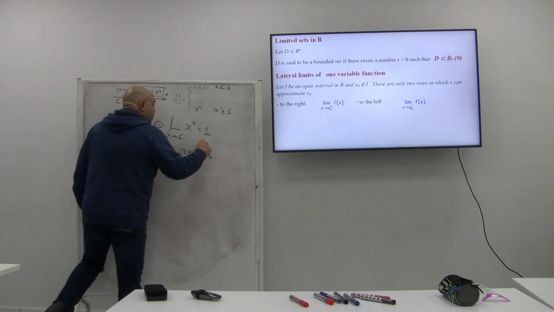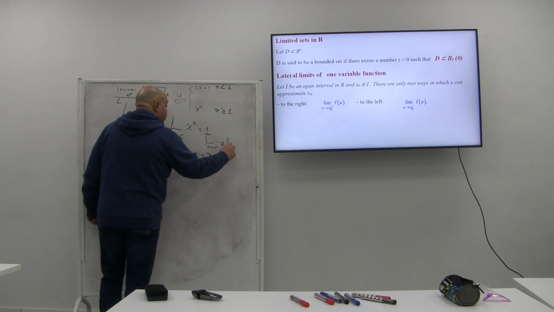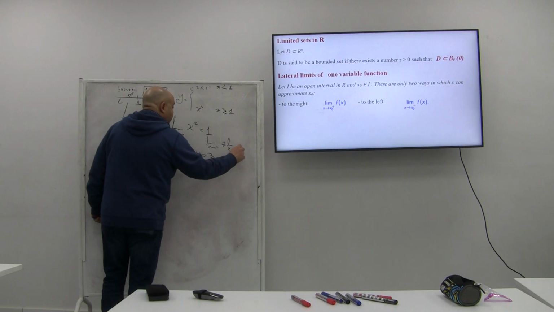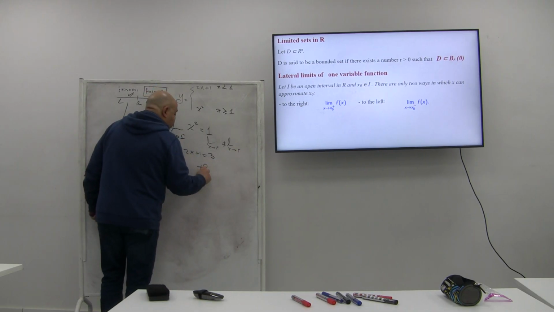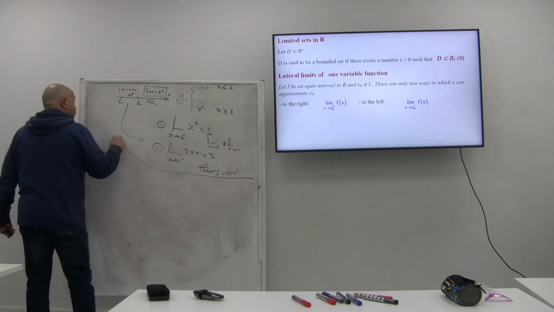Once you have limit of x tends to 1 positive, that's not equal to limit of x tends to 1 negative, then there is no limit. And your limit doesn't exist. There is no value for this limit, or this limit doesn't exist.